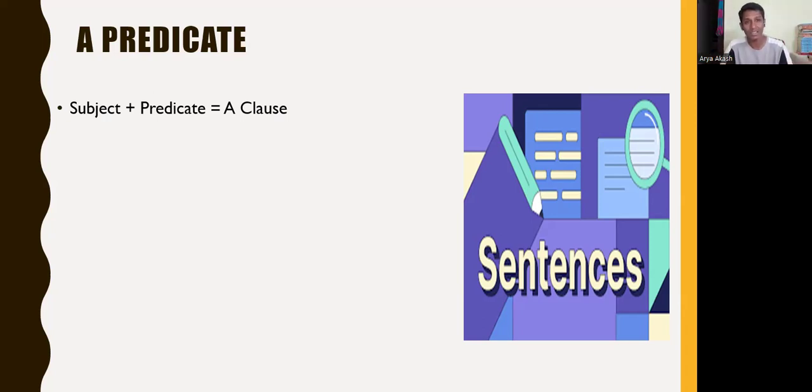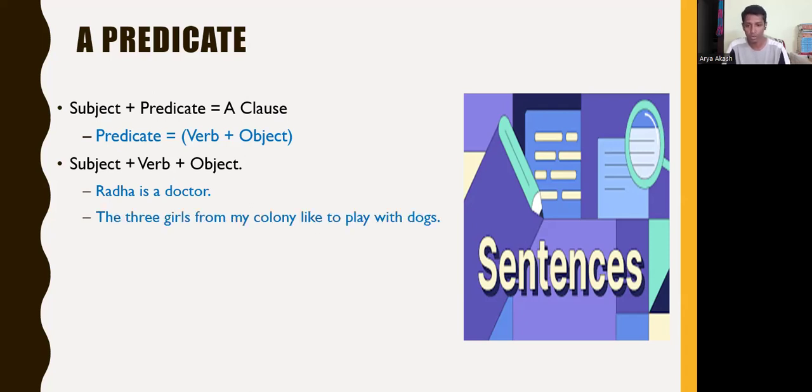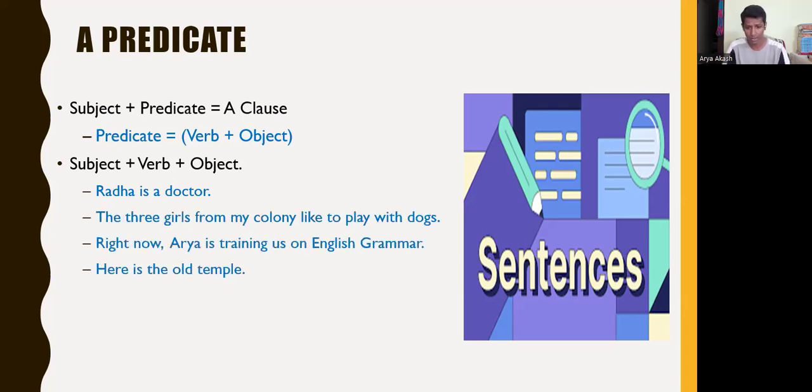Okay. Now let's understand the parts of predicate. A predicate is equal to verb plus object, which means to form a predicate, we require two components. The first one is the verb. The second one is the object. So on the whole, to form a sentence, we require three components: subject, verb, object. Now Radha is a doctor. Three girls from my colony like to play with the dogs. Right now, Arya is training us on English grammar. Here's the old temple. The pig loves you.